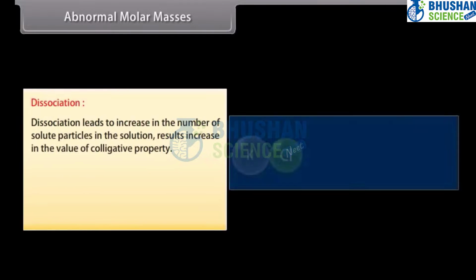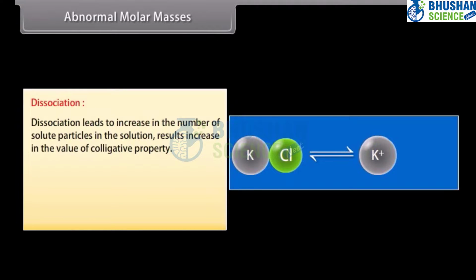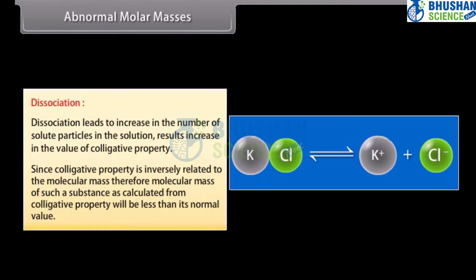Dissociation. Dissociation leads to increase in the number of solute particles in the solution, which results in increase in the value of colligative property. Since colligative property is inversely related to the molecular mass, therefore, molecular mass of such a substance as calculated from colligative property will be less than its normal value.